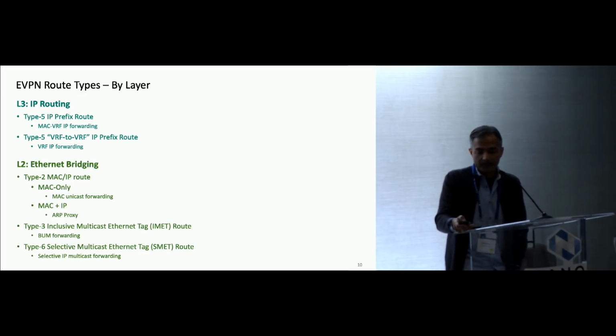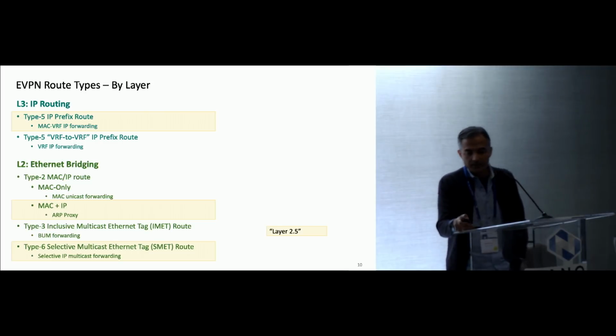Then we have the L3 routes, IP routes, namely the type 5 routes. There's two forms of it. There's actually a MAC VRF to MAC VRF form, which is the original form. The VRF to VRF form was introduced later. And for this tutorial, we're just going to cover the VRF to VRF form of type 5 routes.